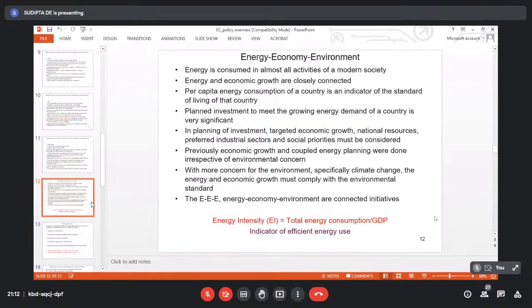But as I just mentioned, energy consumption and economy are interrelated. That's very common sense. Energy and economic growth are closely connected. Everybody knows the per capita energy consumption of a country is an indicator of the standard of living of that country. This is an issue which is not that straightforward, because the last point is energy intensity. When I explain that, it will be much clearer.